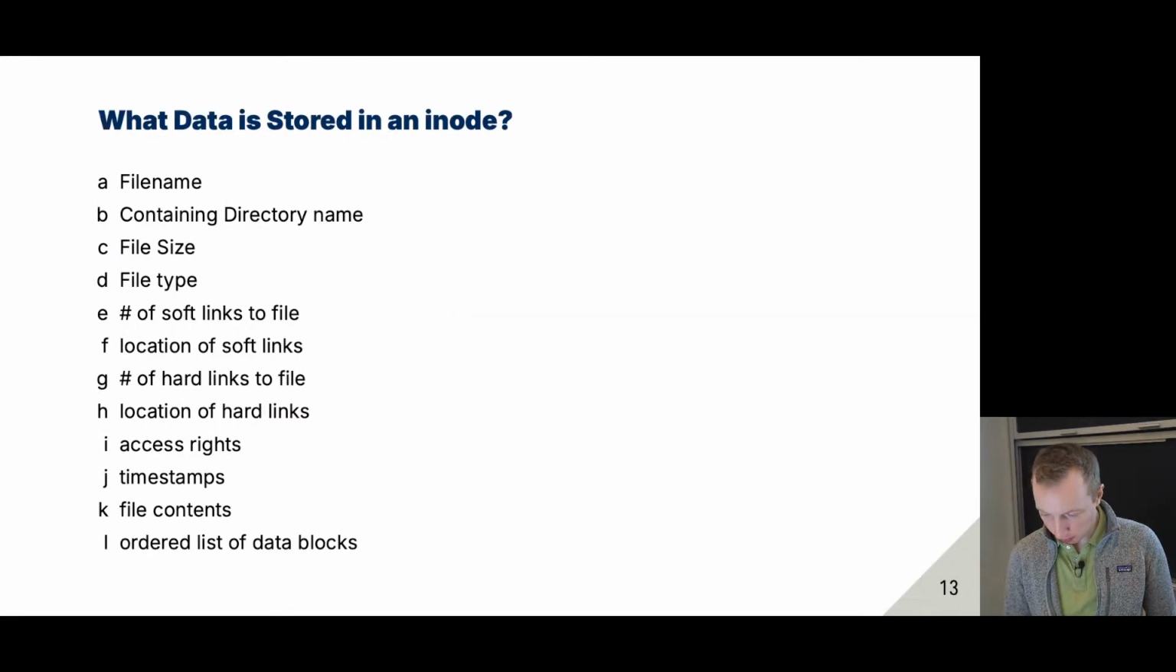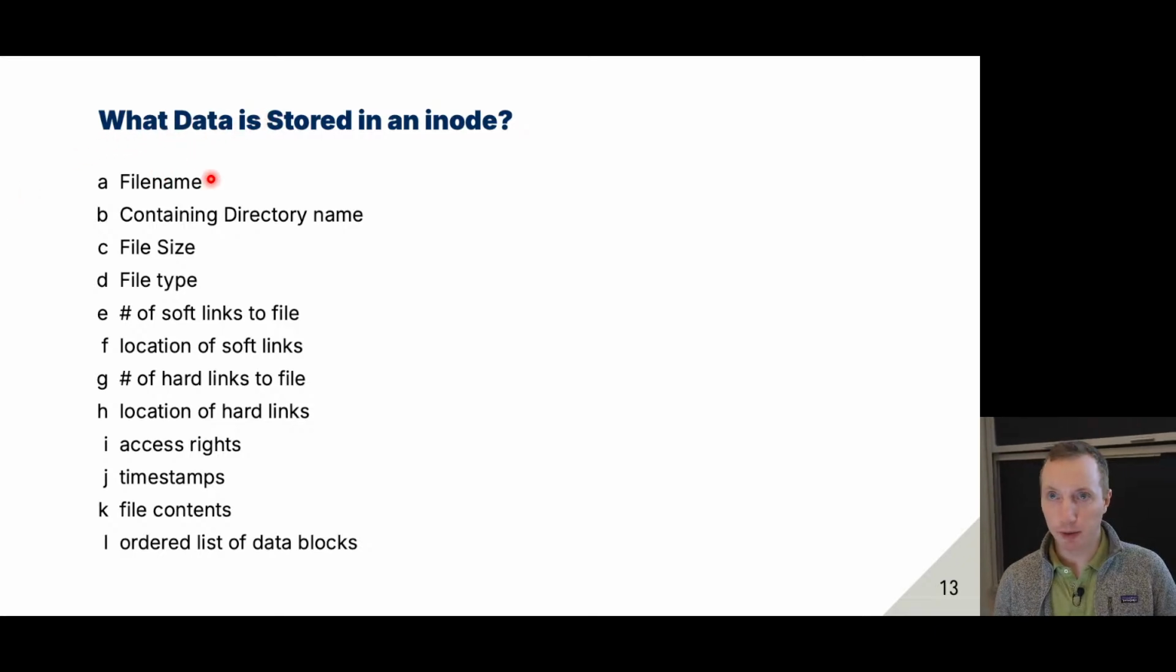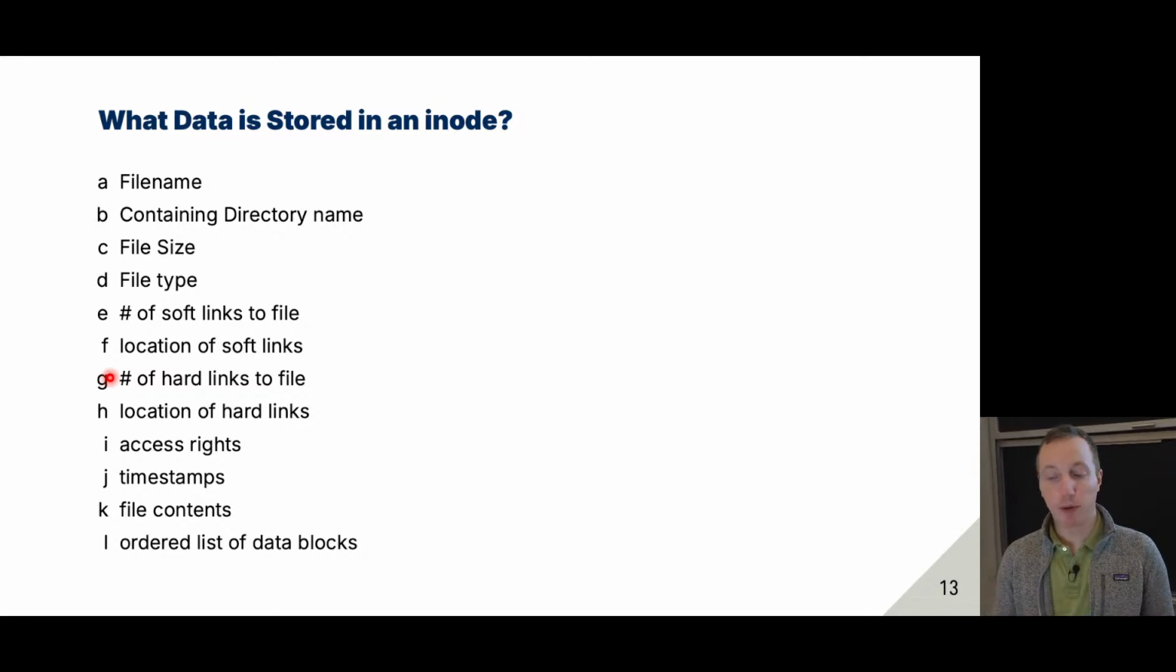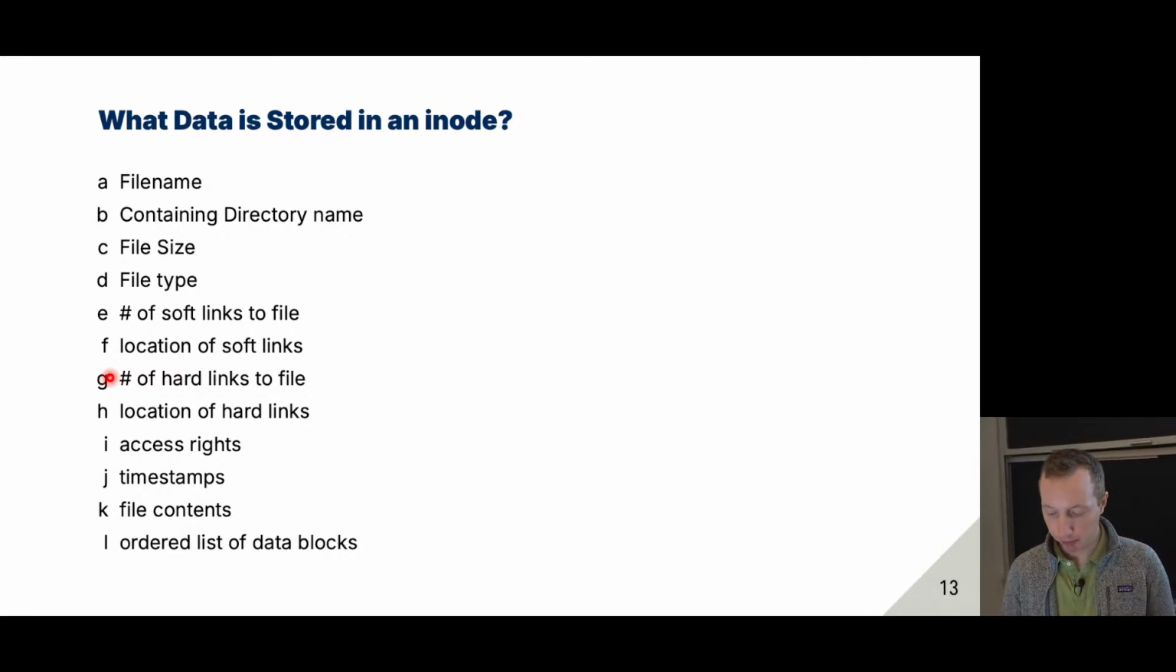All right, so this is a little thing. What is stored in an inode? Well, the file name is not stored in the inode itself. It's stored as part of the directory. An inode also doesn't know what directories contain it. It does know the size of the file. It does know the type of the file. It has no idea what the number of soft links to that file is, or their location. But the inode itself actually stores the number of hard links to this file. Otherwise, it wouldn't be able to figure that out.